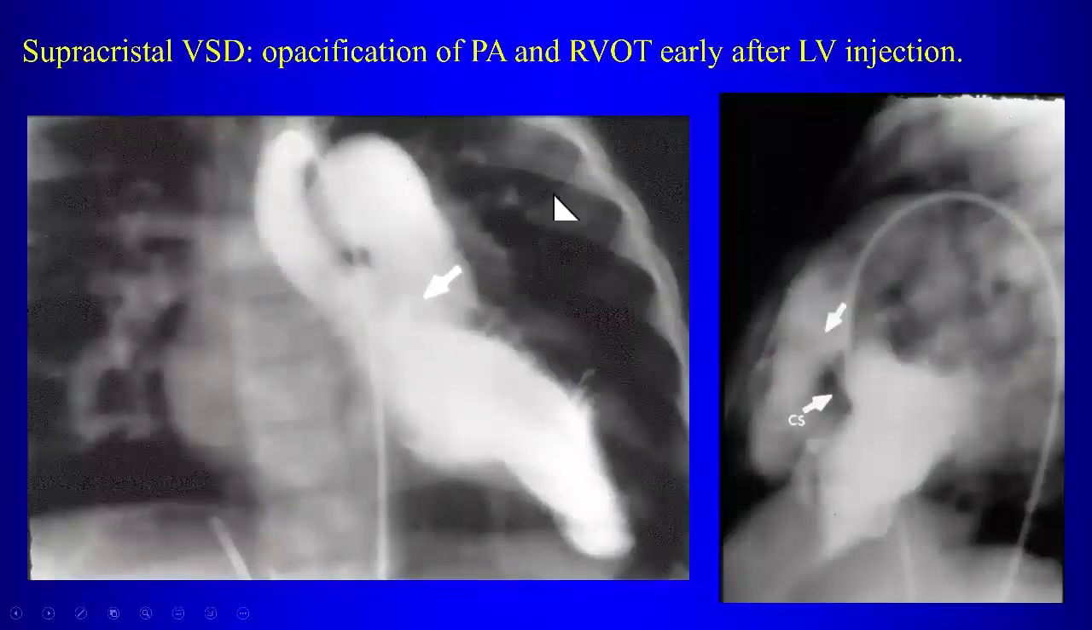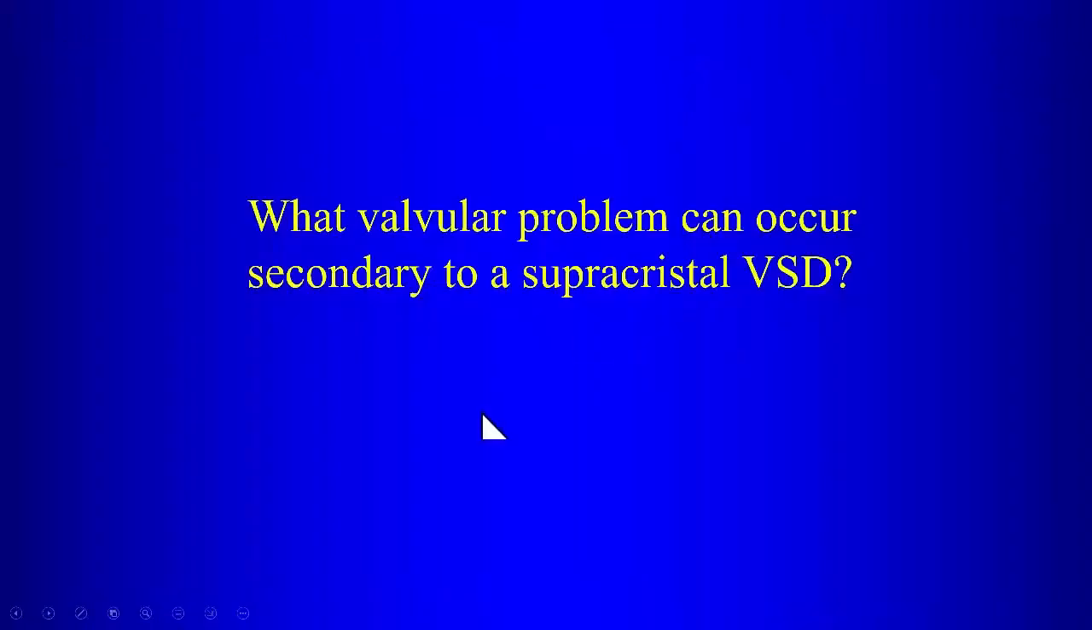So when we have a supracrystal ventricular septal defect, you can see here that they are injecting the left ventricle, and the contrast goes preferentially right into the outflow into the pulmonary artery before it actually fills the left ventricle. So that can be a sign of a very high or supracrystal ventricular septal defect.